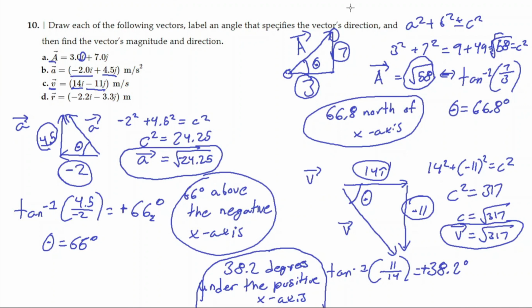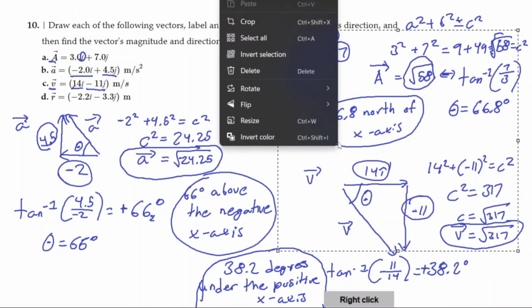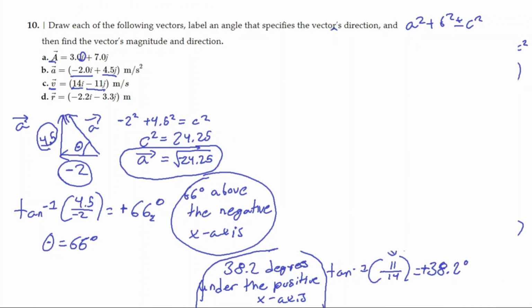Let's try D, which is going to be vector R. Let's take out all of this. So let's go to vector R. Vector R has an x component of negative 2.2 and a y component of negative 3.3. So let's start right here. Negative 2.2 is going to be this way, and then negative 3.3 is going to be down. Then we have our vector R by connecting them.